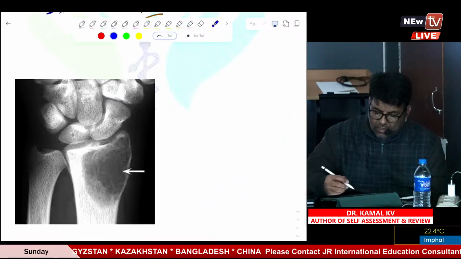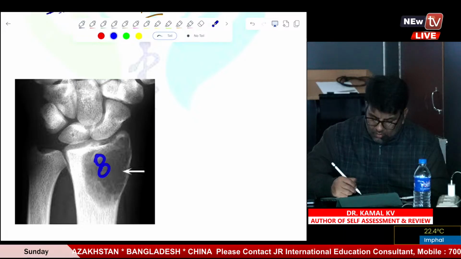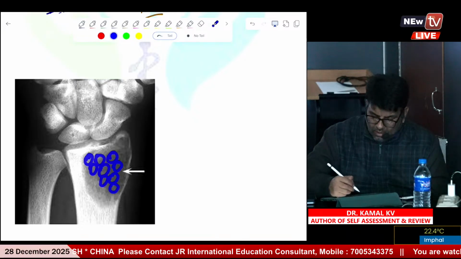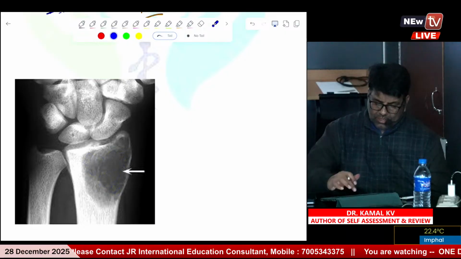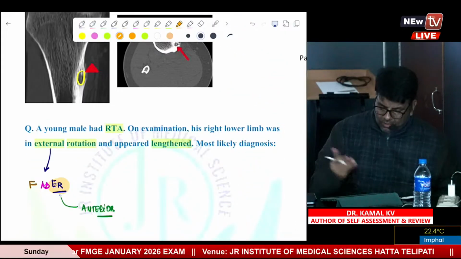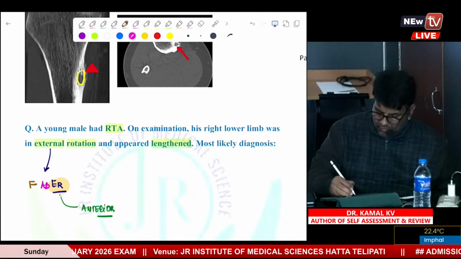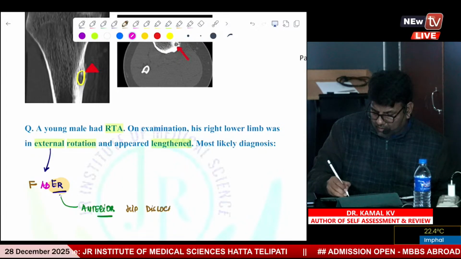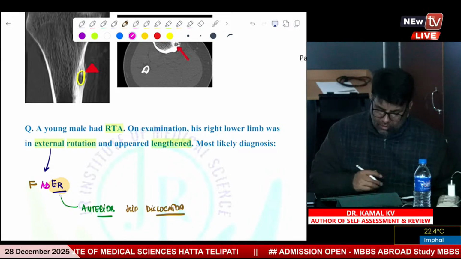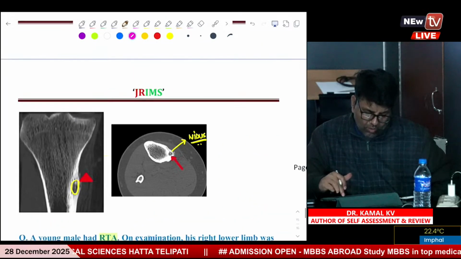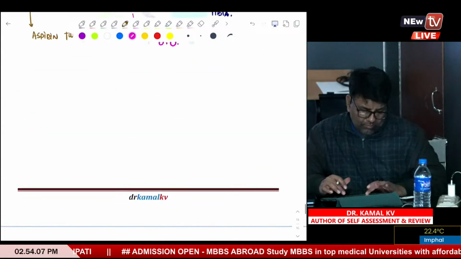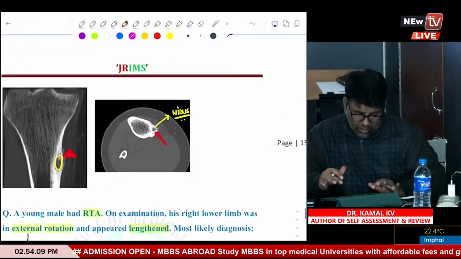So classically what you will see? Like this, soap bubble appearance. Okay. This is giant cell tumor. Clear? So these are special topics from orthopedics from which the questions are usually repeated, right?